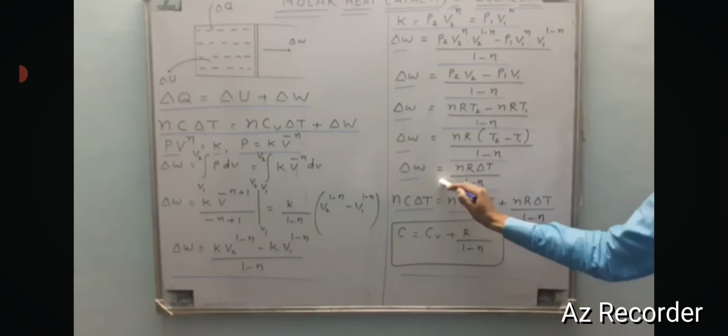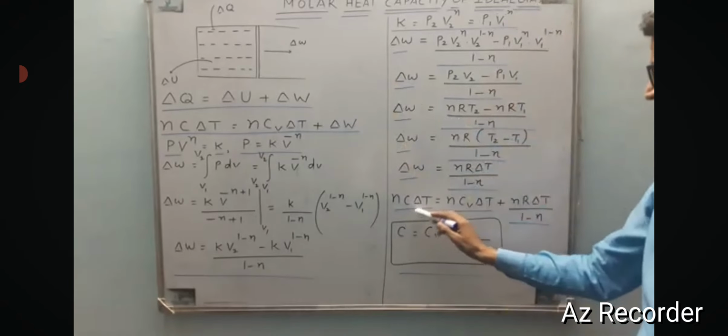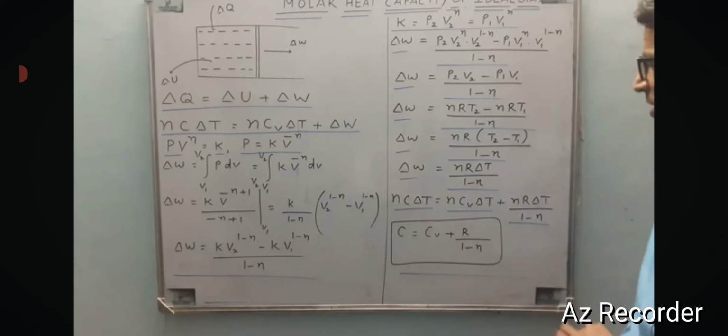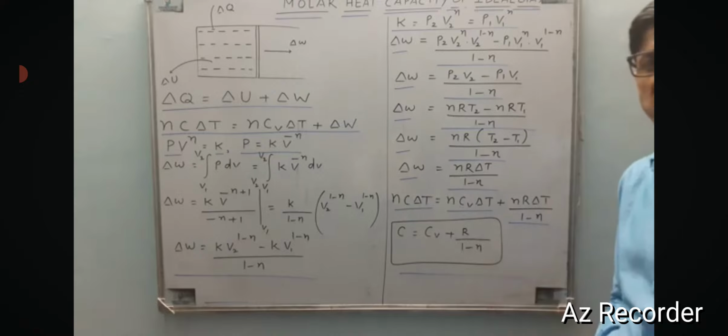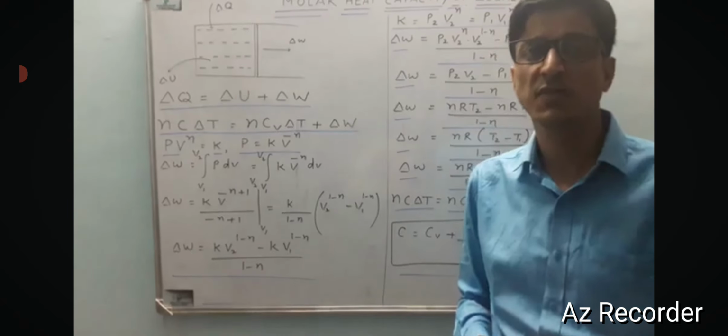So if we substitute this value in this equation, we have nC delta T is equal to nCV delta T plus nR delta T by 1 minus n. Cancelling out n delta T from both sides, we have C is equal to CV plus R by 1 minus n. So this is a general expression. You can solve questions easily with the help of this one.